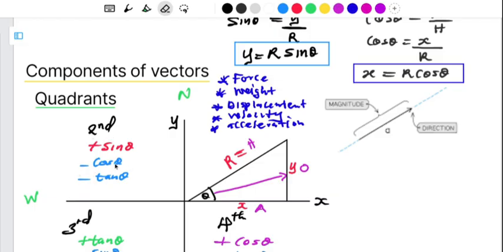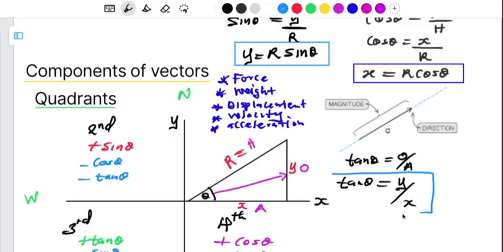Okay? Now we are remaining with one ratio, which is tan. So we know that tan theta is equal to opposite over adjacent. In this case, the opposite is y, and the adjacent is x. So we can say tan theta is equal to y divided by x. This is the formula that you are going to use to find the direction, or theta. So if they ask you to find the direction or theta, you have to use this formula.